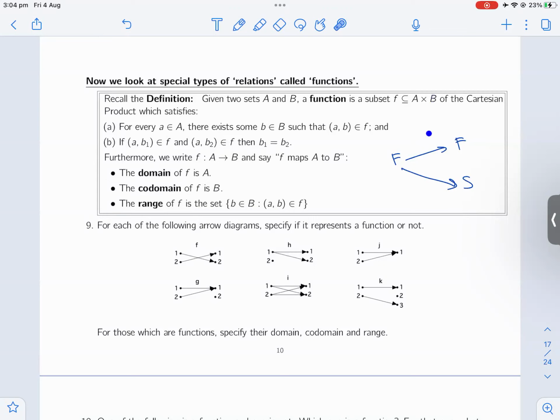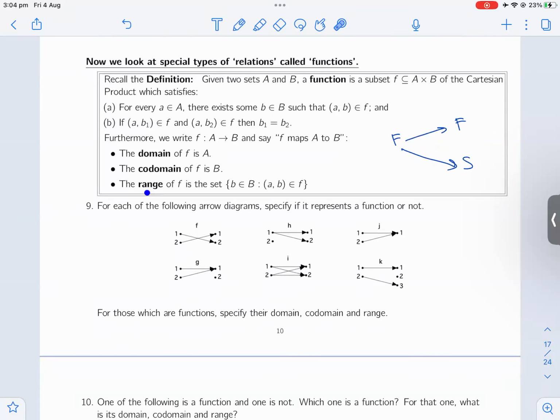The range means all possible outputs in B. If this range is equal to the whole of B, then your laptop is good. It's surjective. It's covering B. If the range is equal to the codomain, your relation is not only a function, but also onto, or in other words, surjective.